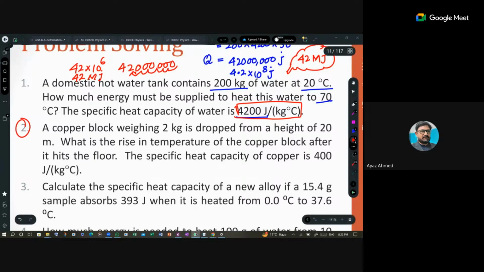Part 2. A copper block of mass 2 kg is dropped from a height of 20 meter. Leave this right now because it is an interconversion of potential and thermal energy. Do you have the idea of potential energy? It will be mgh. A copper block of 2 kg is dropped from a height of 20 meter. What is the rise in the temperature of the block after it hits the floor? The specific heat capacity of the copper is 400 joules per kg per degree centigrade.